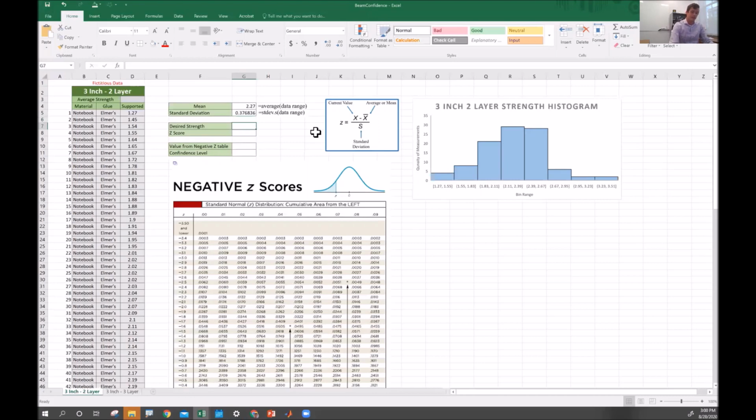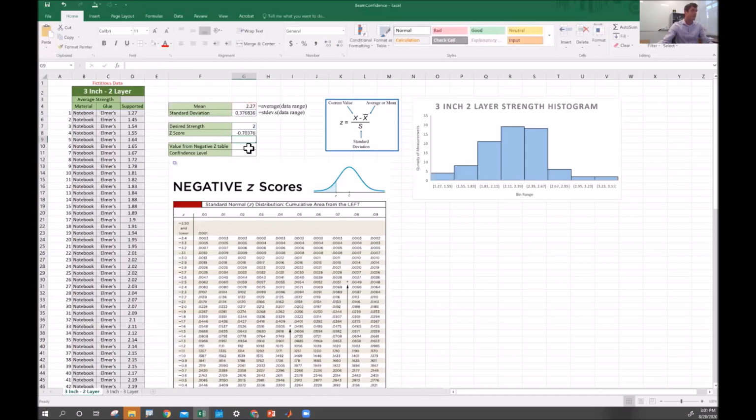And so I'm going to say my desired strength in this is 2.3. Let's go with 2.0. I'm going to then find my z-score, and how I'm going to do that is using this equation right here, where my current value is the one that I'm working with. My mean is the average value. I'm going to have to put that in parentheses. And I'm going to divide out the spread of my information, so my standard deviation.